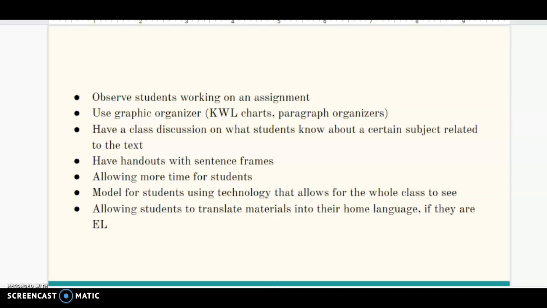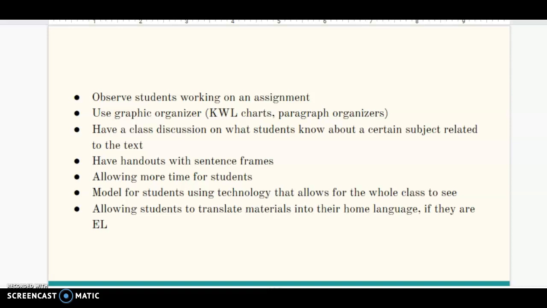And then model for students using technology that allows for the whole class to see. So I have a projector and an overhead in which I model for students. I have their handout. I fill it out with them as we go for the first time, and then I allow them to ask questions and then do it on their own. And that's a form of scaffolding as well, and differentiating for students that need to see it in order to understand it.